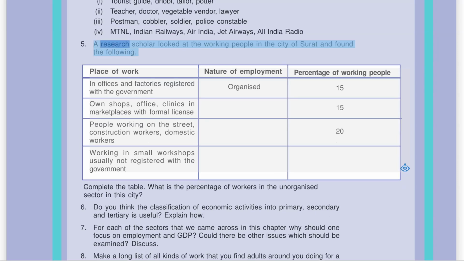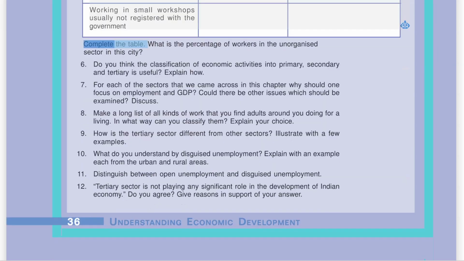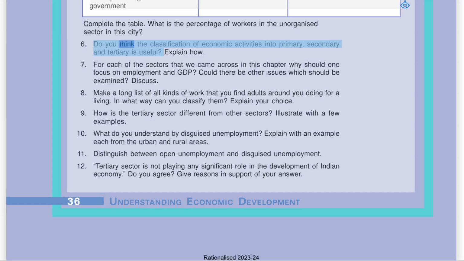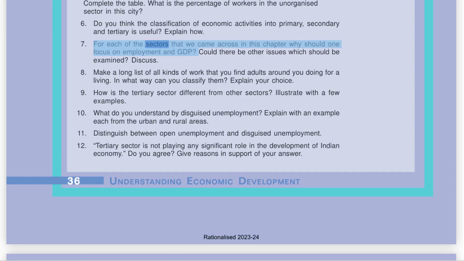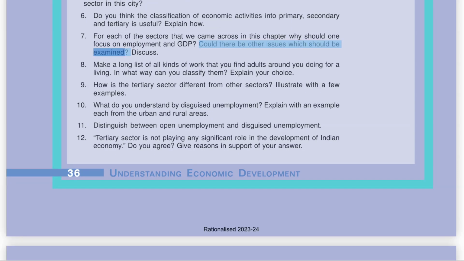5. A research scholar looked at the working people in the city of Surat and found the following. Complete the table. What is the percentage of workers in the unorganized sector in the city? 6. Do you think the classification of economic activities into primary, secondary, and tertiary is useful? Explain how. 7. For each of the sectors that we came across in this chapter, why should one focus on employment and GDP? Could there be other issues which should be examined?